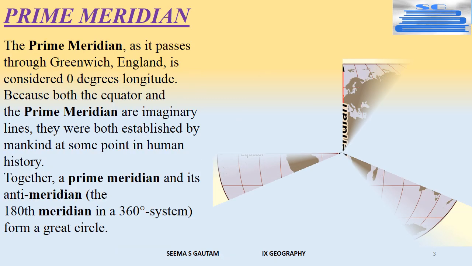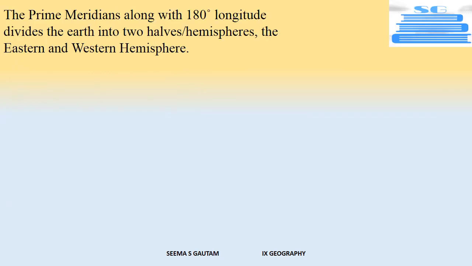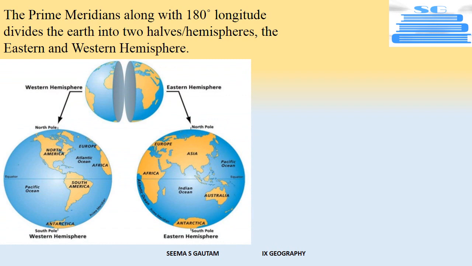So we'll start with the prime meridian. The Greenwich meridian or the prime meridian is the reference line for measuring east-westward distance on the earth. It is an imaginary line which converges on the two poles and passes through Greenwich near London, where an old observatory is located. The prime meridian is taken as the 0-degree meridian.